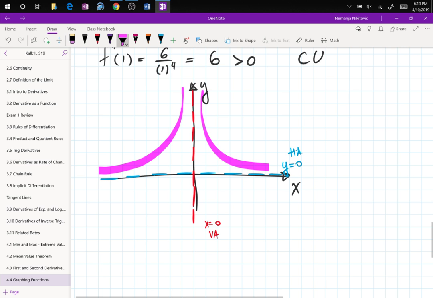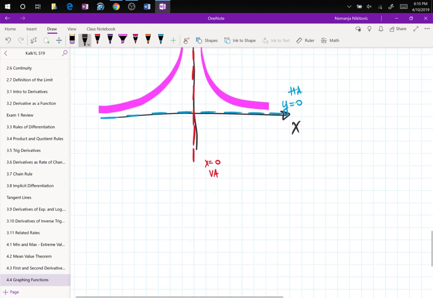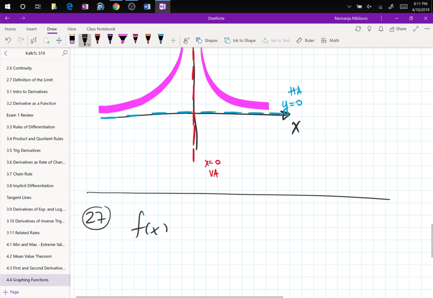27 is cool. I like it. X minus 2 root x. Graph by hand. X minus 2 root x. Again, I have nothing new to teach here. We just need to worry about drawing the function when you have all of the information. So problem 27, f of x is equal to x minus 2 root x.